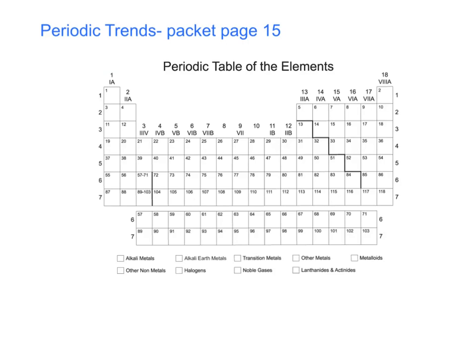So the first trend we want to put on this periodic table is the atomic radii. And by the way, you're going to want to turn to page 15 in your packet. You don't want to have to draw that.